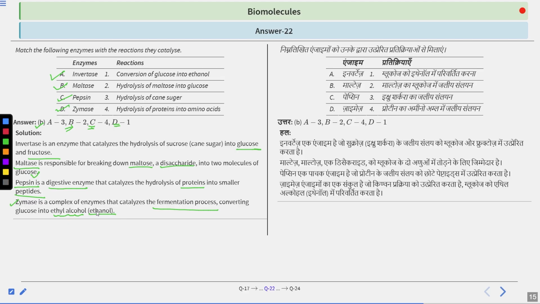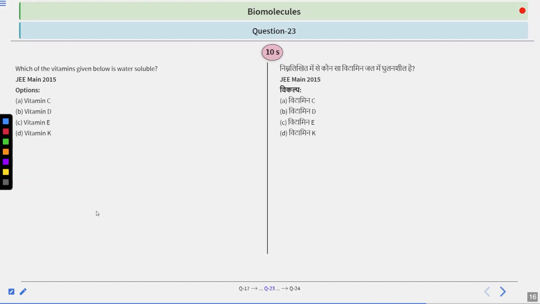Moving on to our next question. Which of the vitamins given below is water soluble? You have to tell from the options which vitamin is water soluble. Options are vitamin C, vitamin D, vitamin E, or vitamin K, sorry. You have 10 seconds to think about this question. After that, we will see the answer.